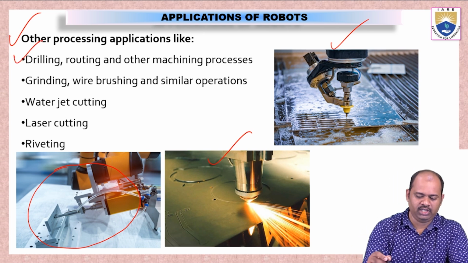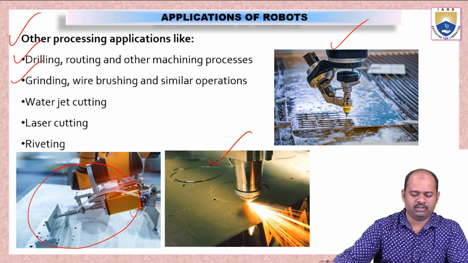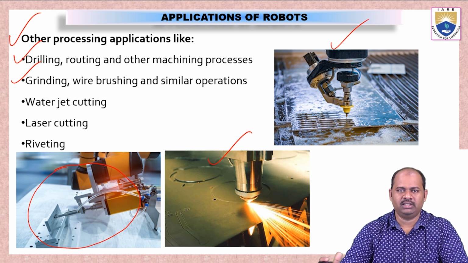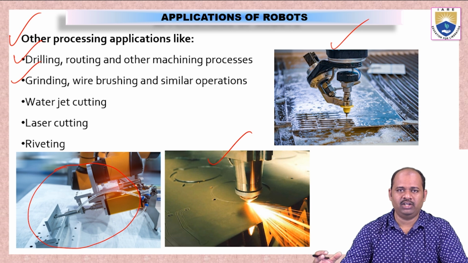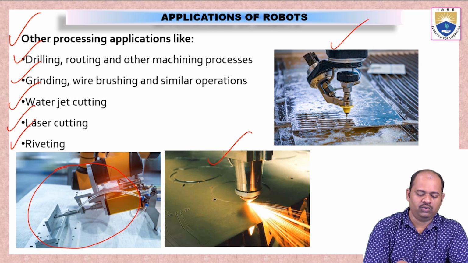So these are some of the applications where robots can be used, for operations like drilling or some other machining processes, and grinding, wire brushing, and similar operations. So grinding the machine tools or grinding the surfaces for getting a smooth finish. We can use the robots by attaching a grinding wheel to the end effector. And then for water cutting, laser cutting, and for riveting also, we can use robots.